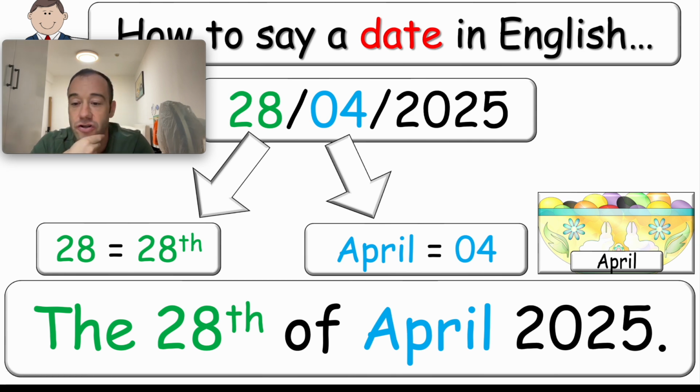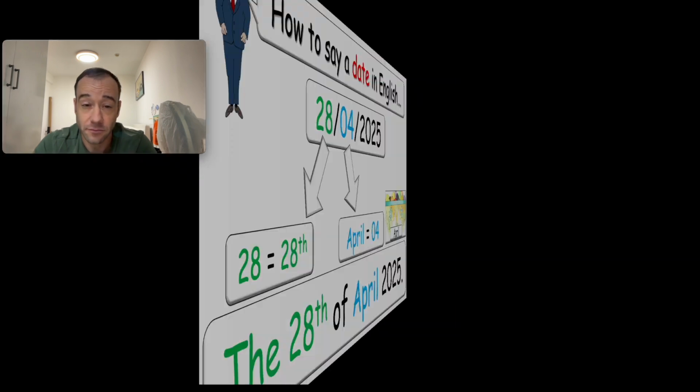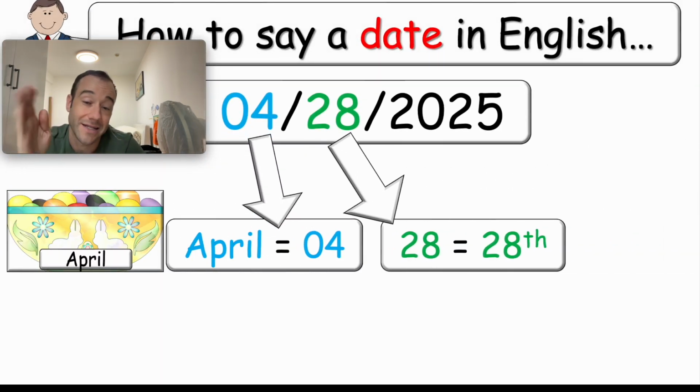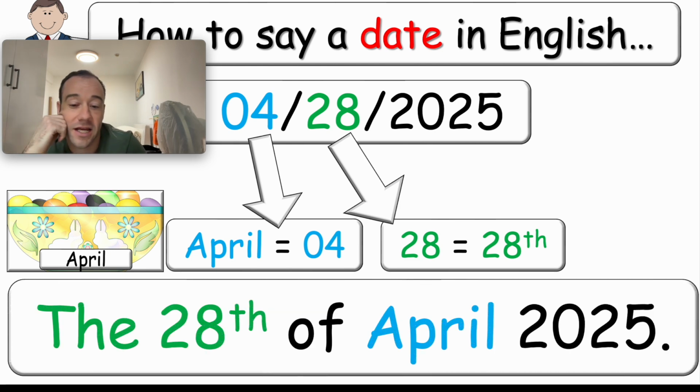So you need to choose the one that's for the country you live in, okay? And then, of course, there's this way, okay? So it's day, month, year. Okay, the 28th of April, 2025. Okay, so based on where you live, please select the one you need and then delete the others.